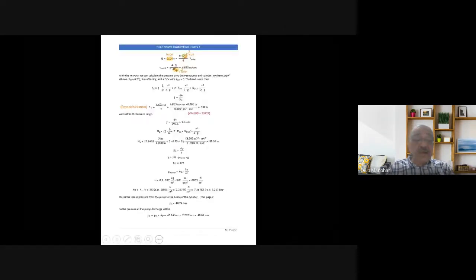That means the required pressure at A plus the pressure drop across all the items. So PA plus PP gives you 48.1. That means we require a pump pressure of approximately 48.1 for now. Now let us go to the next page.